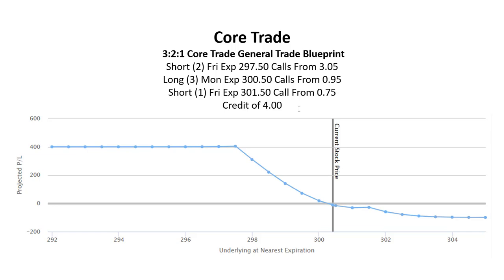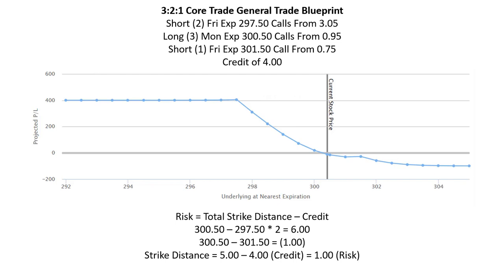Now you'll notice here that there is a little bit of risk if the market goes nowhere. It's very, very small. There is a little bit of risk if the market moves up a little bit, but it's not $100. In fact, it doesn't start to approach $100 until you get to the 303.50, 304 area. All right, so as long as you've got this credit, it pushes the risk to the upside over a standard 3-3 call.